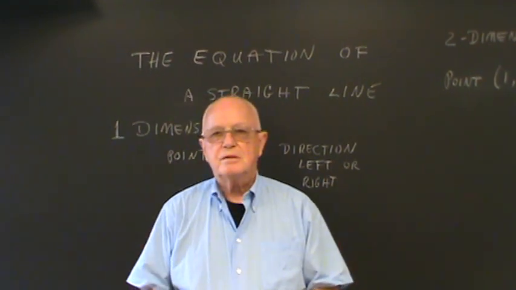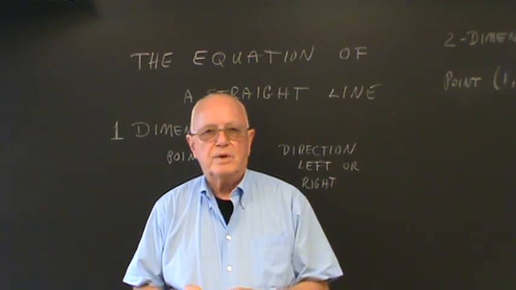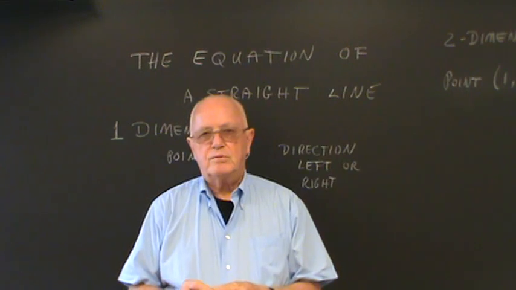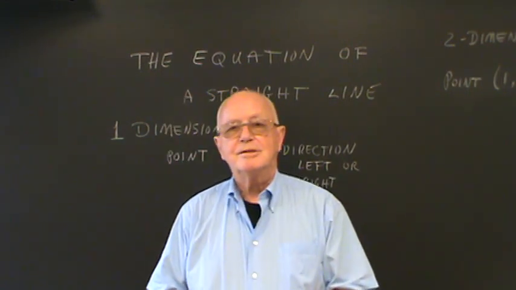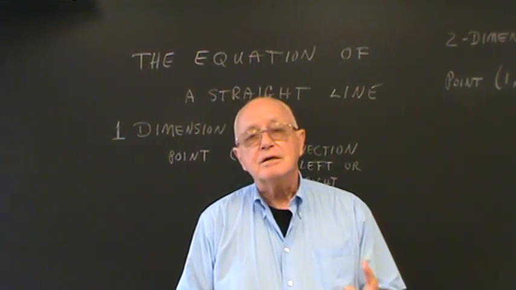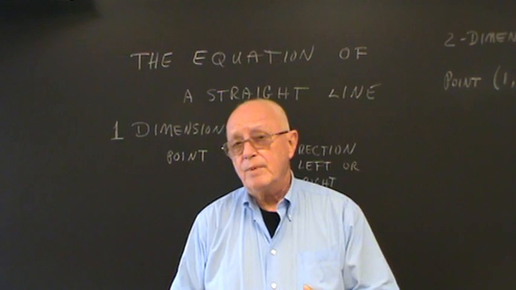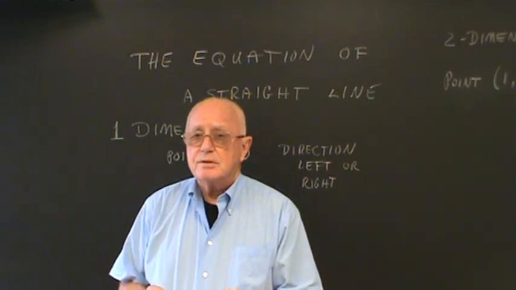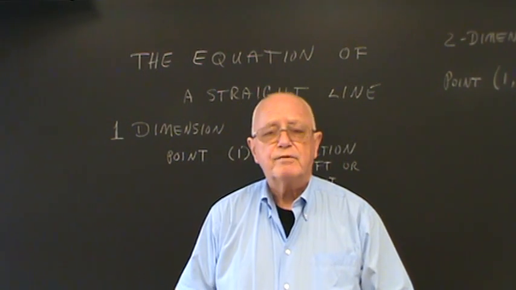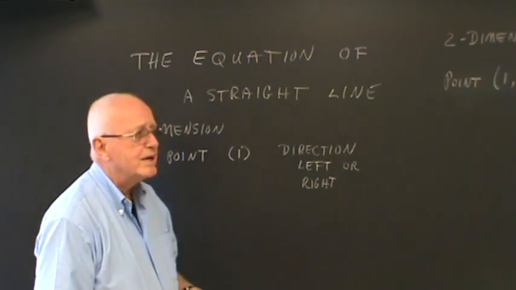I would like to present to you today how to write the equation of a straight line in any dimensional space. We have a disease called y equals mx plus b-itis. It only works in two dimensions. So let's look at how we can write the equation of a straight line in one dimension, in two dimensions, and three dimensions. And from that we can extend to 4, 5, 6, up to 11, 12, whatever number of dimensions that you want. So first, let's look at one dimension.